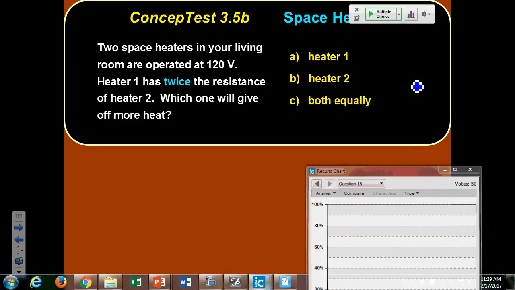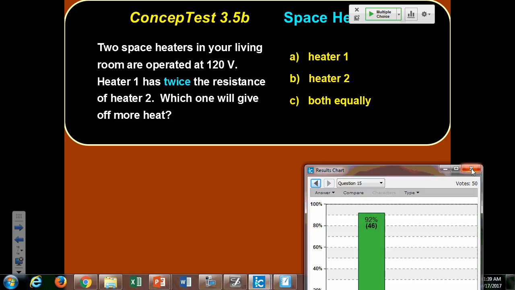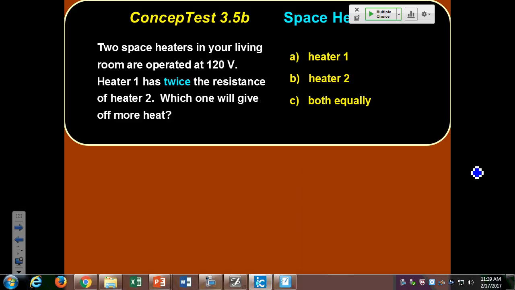All right, good. B is right. Listen, the one with the bigger resistance resists the flow of electricity more, so you just don't get as many electrons going through it, so it doesn't give off as much heat.